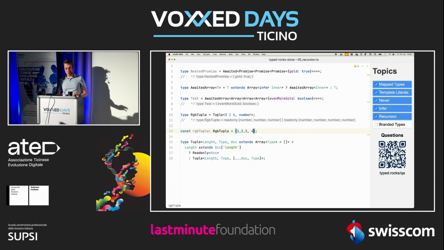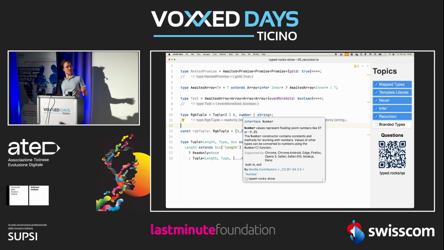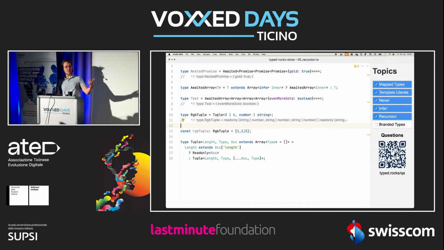So I can now have my RGB tuple with 3 elements or with 4 elements. Works perfectly fine. I can also say I want to allow numbers or strings. Now I have a tuple which allows strings or numbers. Of course, you could also pass in an object type, an interface. All works as expected.